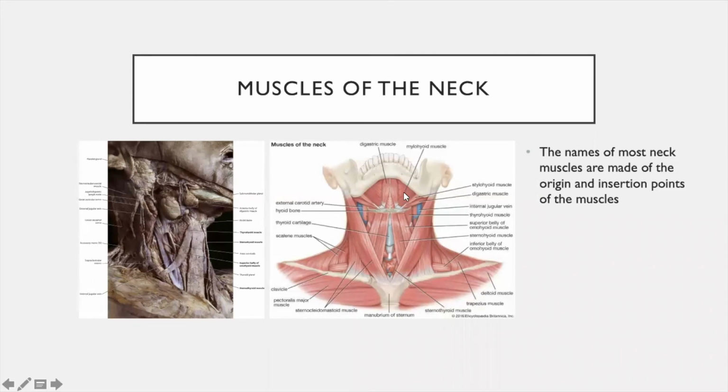The mylohyoid can be seen here running from the mandible to the hyoid bone. It forms a sort of floor on the oral cavity of the mouth. The last muscle I'm going to point out on this slide is the stylohyoid muscle. You can see it running from the styloid process of the temporal bone to the hyoid bone, and it'll act to pull the hyoid bone upward and backward during swallowing.